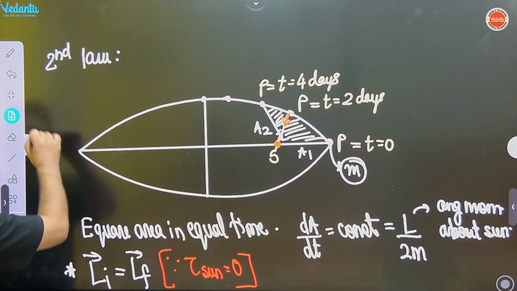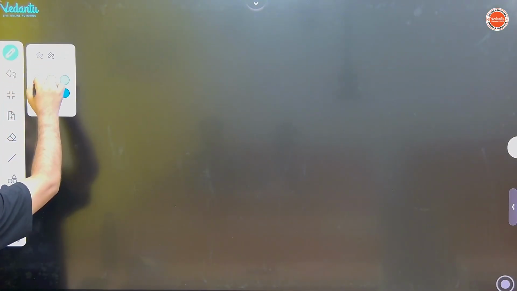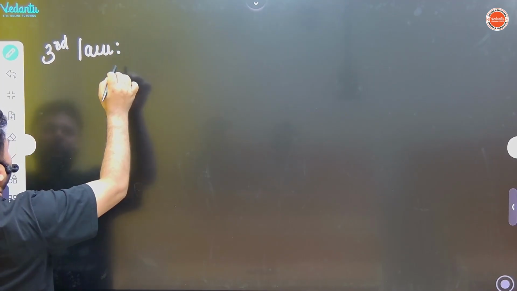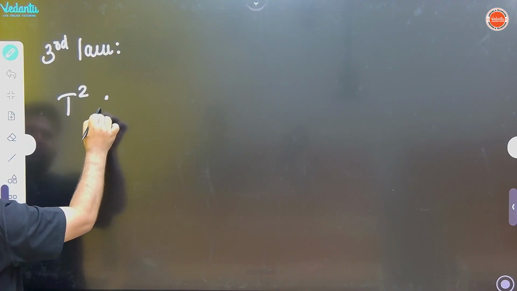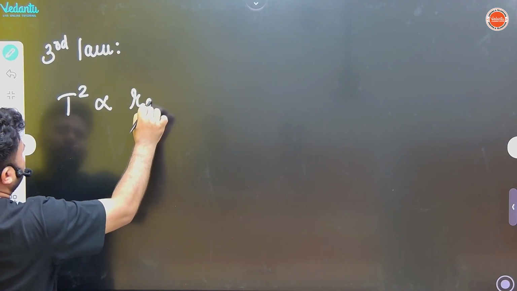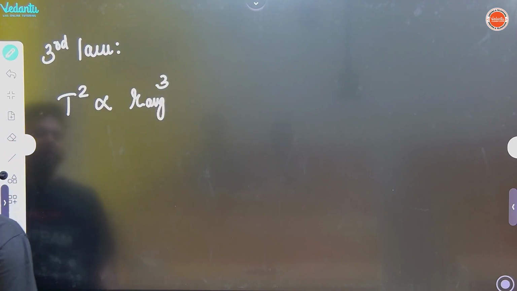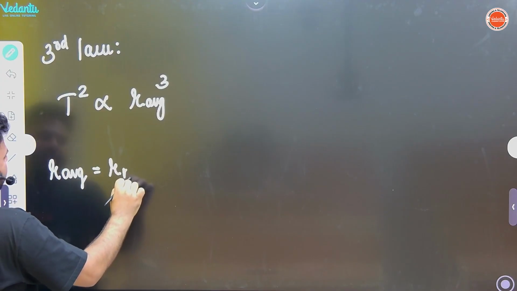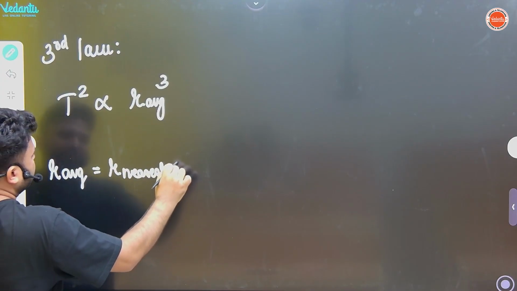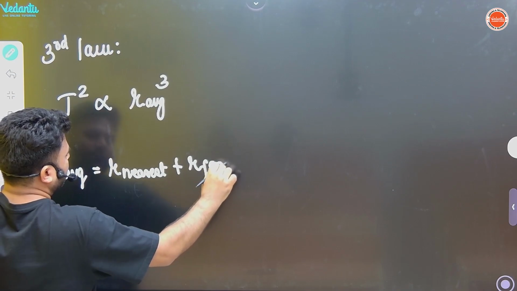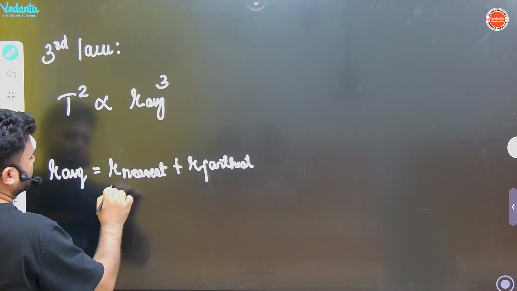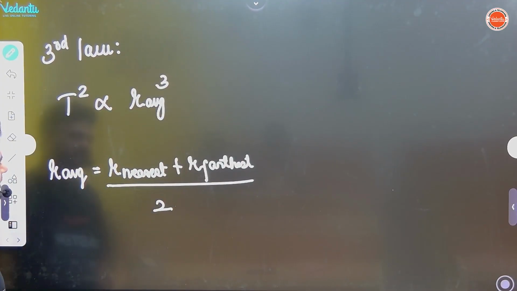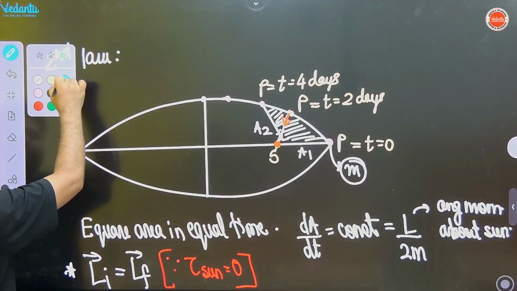Third law, and the most important law: the square of the time period is directly proportional to R average cube. Now what is R average? R average is R nearest plus R farthest, divided by 2. What is R nearest and R farthest? R nearest means when the planet is nearest to the sun.